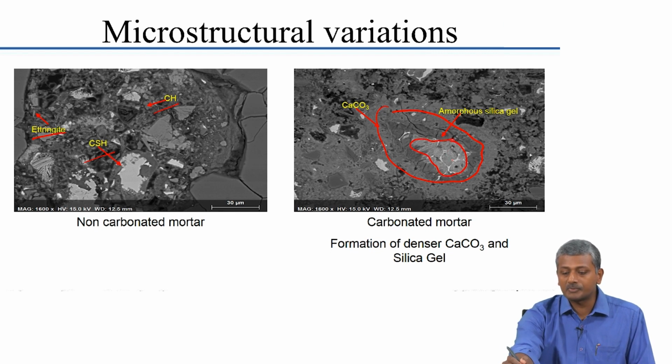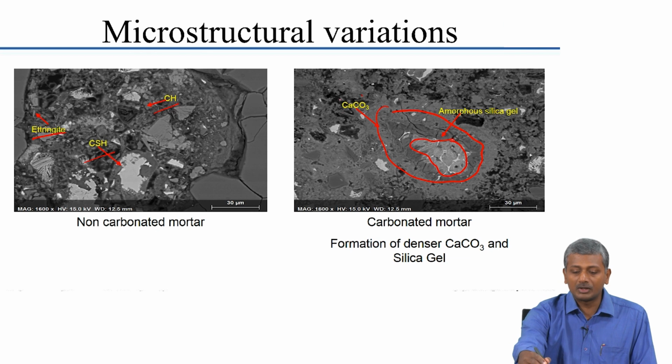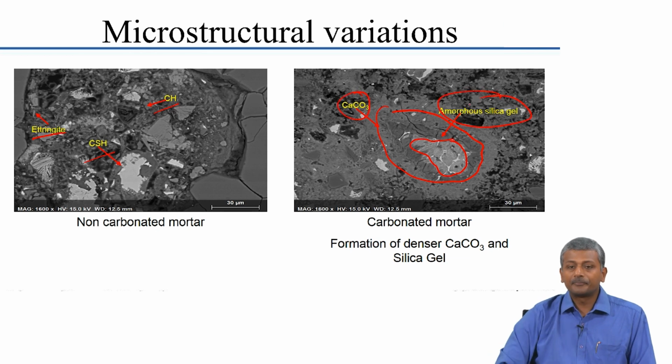So, these are C2S particles. There is CSH presumably which would have been surrounding it earlier, but the CSH has been converted to calcium carbonate and amorphous silica gel. Because of this you have a loss of your cementitious characteristic, and an increase in the extent of porosity that happens in your system.